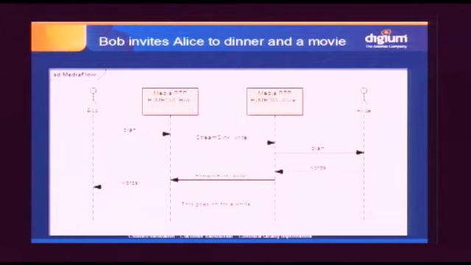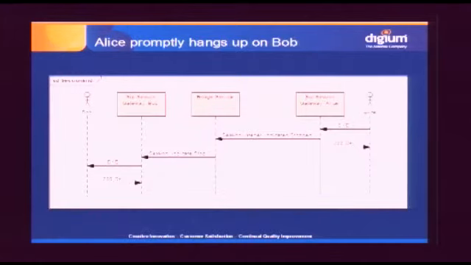So, Bob invites Alice to dinner and a movie using their native language, presumably. Hopefully those are compatible. Bob's reputation precedes him, and Alice promptly hangs up.